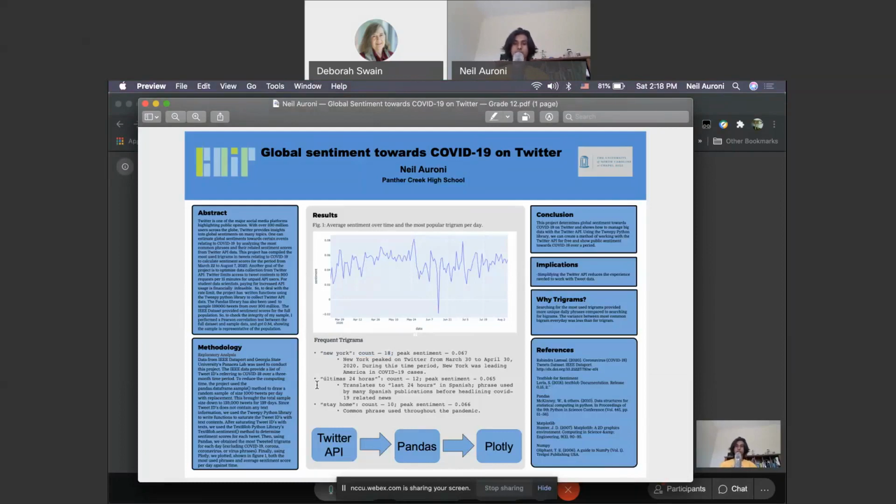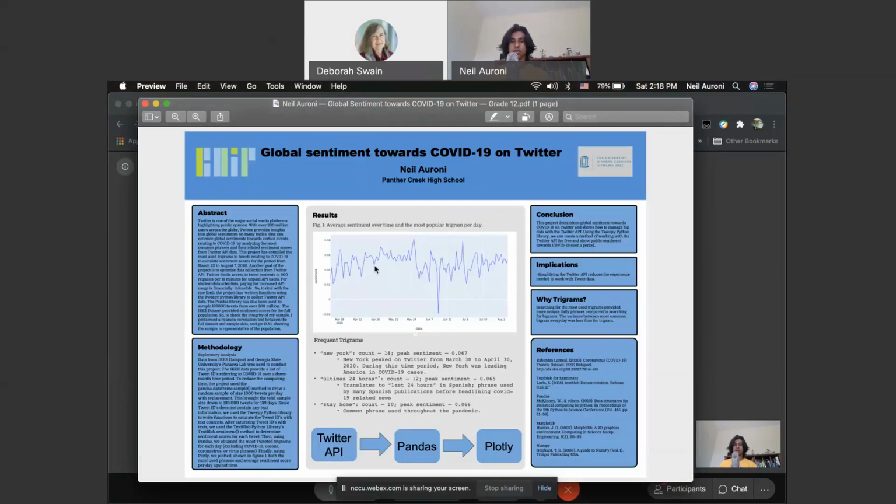The next frequent trigram is últimas 24 horas, which is a Spanish phrase meaning last 24 hours. This phrase, últimas 24 horas, was a common phrase used in many Spanish publications before headlining COVID-19 related news. Looking at it, we see a peak sentiment of 0.065 and a generally negative connotation. Finally, we have the trigram stay home. This is a common phrase that was used throughout the pandemic, and anything that was associated with this usually had a positive sentiment score.